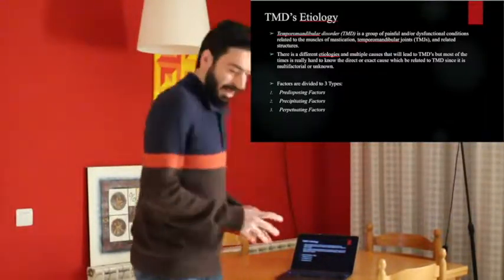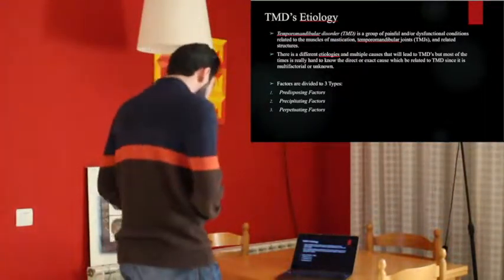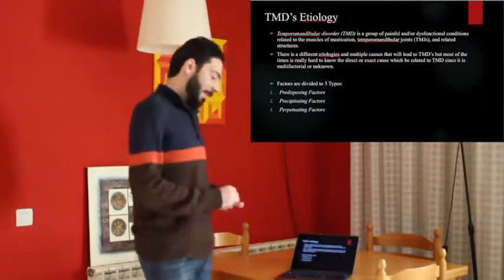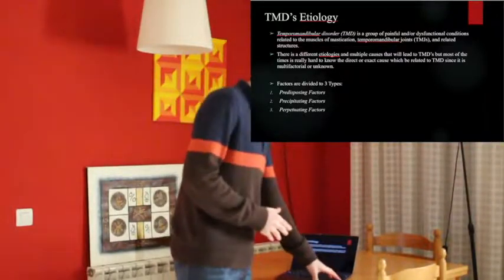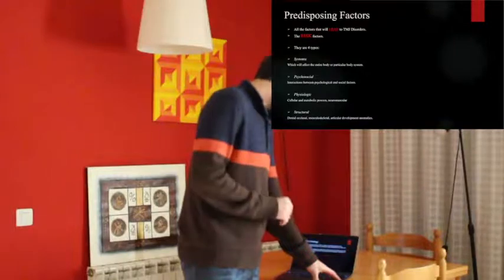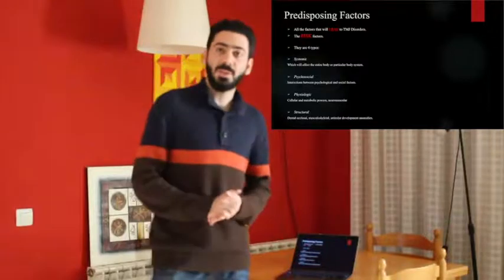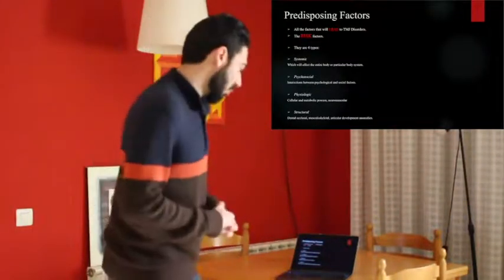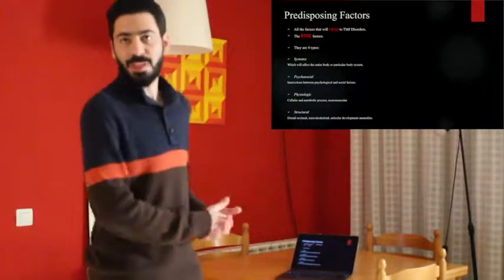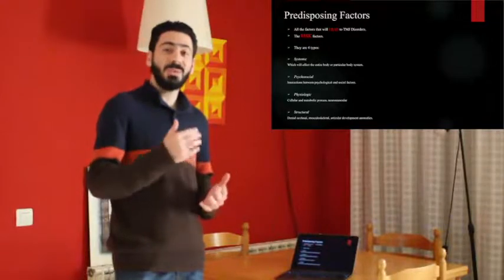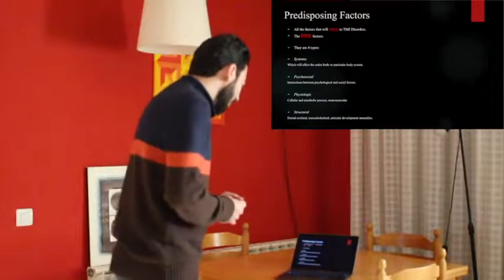The factors are divided into three types. First we have predisposing factors, then precipitating factors, and the last one is perpetuating factors. We're going to talk about each one. The predisposing factors are all the factors that will lead to the disorder. We don't have the disease now, but we have the risk factors. The other name for these factors is risk factors. The disease has not started yet.